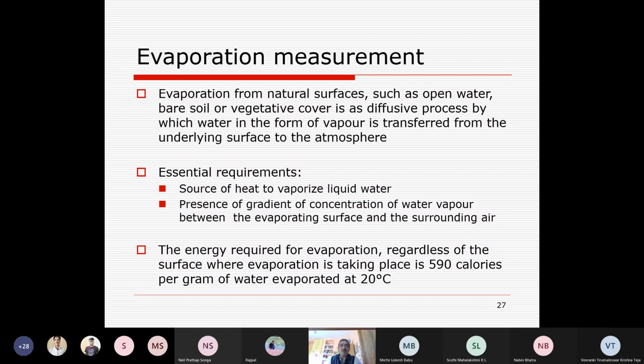Now, evaporation from natural surfaces such as open water, just like in a lake or in a pond, or a field flooded everywhere, such as open water, bare soil or vegetation cover, is a diffusive process by which water in the form of vapor is transferred from the underlying surface to the atmosphere. It's basically a diffusive process in which water from the underlying surface, from the different layers, either from soil or even in water, is moving to the atmosphere.